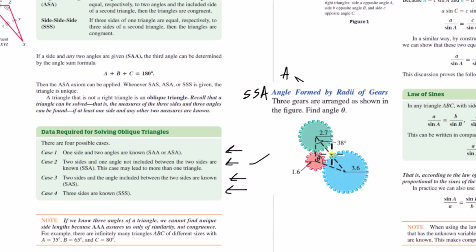So you have this triangle connecting the centers of these gears, and you know these two side lengths because you can add the radius of the corresponding gears, and you know this angle, and so that's a side, and an angle not included between those sides. And so this is when we had to use the ambiguous case here. And so I think this is what they're going for.